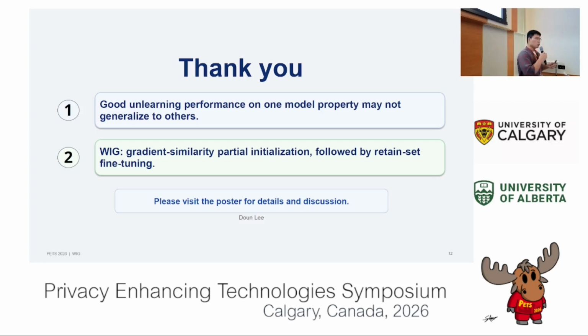So the point of my presentation is that good unlearning performance on one model property may not generalize to others. Also, to handle this, we proposed WEAK, which does weight partial initialization based on gradient similarity, followed by retained set fine-tuning. If you have any questions, please visit my poster for more detail and discussion.